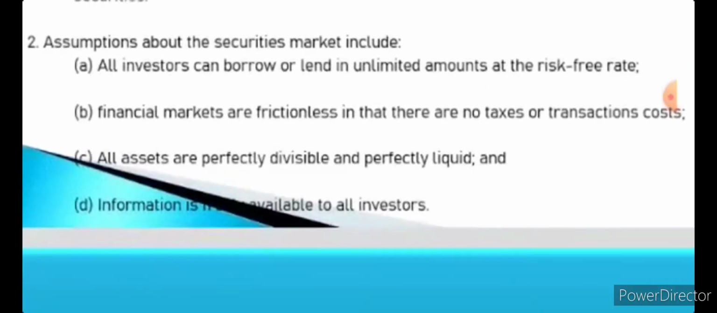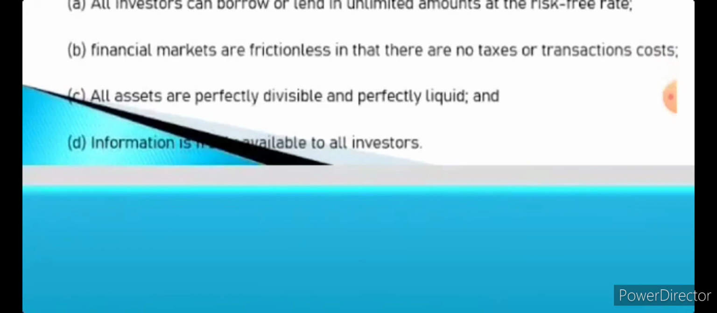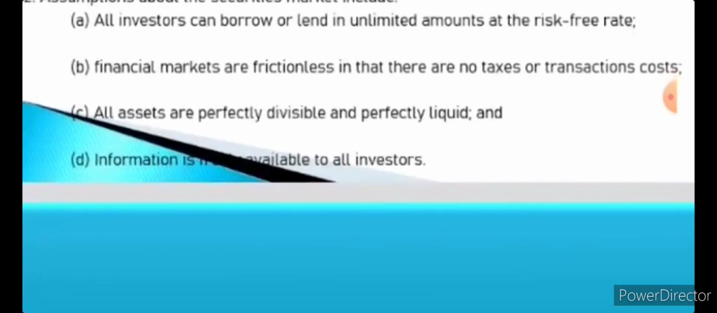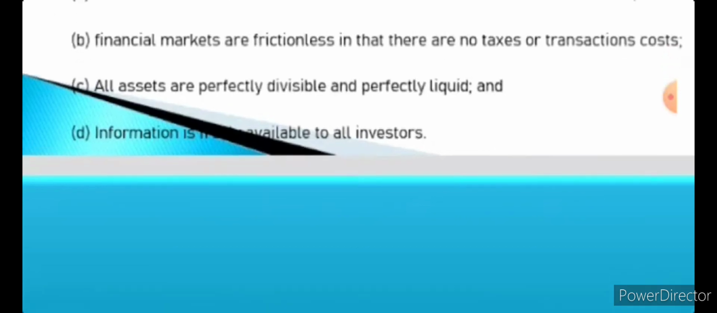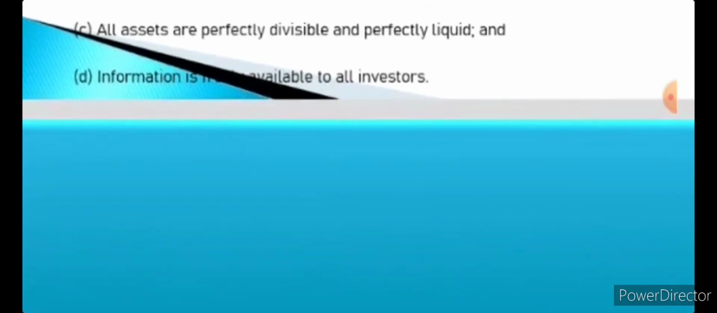Number 2, assumptions about the securities market include: all investors can borrow or lend in unlimited amounts at the risk-free rate. Financial markets are frictionless in that there are no taxes or transaction costs. All assets are perfectly divisible and perfectly liquid, and information is available to all investors. And that's all.